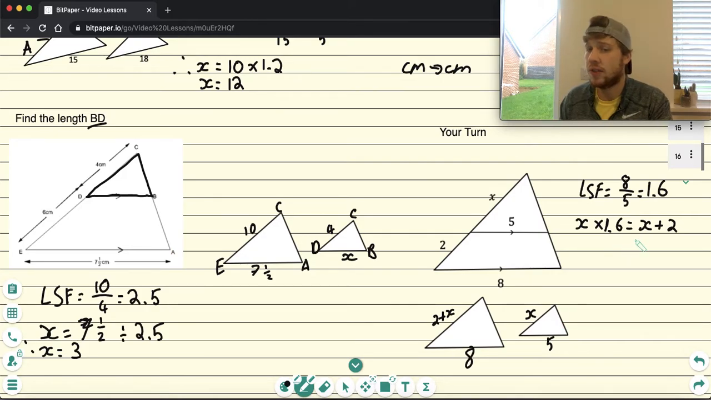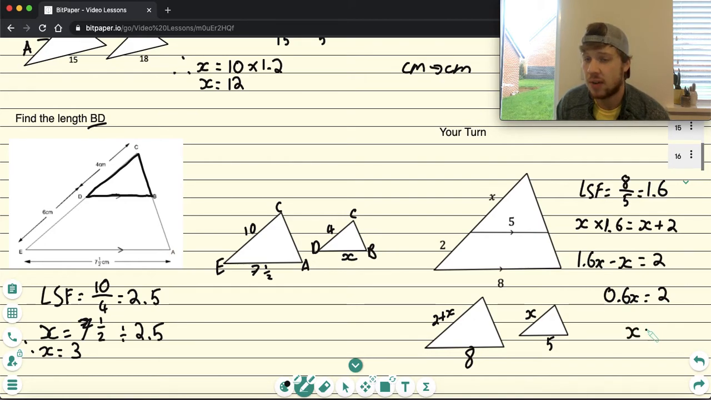So x multiplied by 1.6 is going to be equal to x plus 2. We know how to solve these types of equations. We subtract x across, so we have 1.6x, take away x, equals 2. Well, 1.6x, take away x is going to be 0.6x. If that is equal to 2, what I can do is divide both sides by 0.6. So therefore, x is going to be equal to, well, 0.6 is 3/5, it's going to be 10 over 3. And I would just leave it as a fraction.